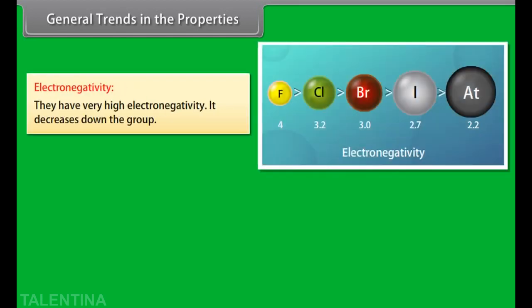Electronegativity. They have a very high electronegativity. It decreases down the group. Fluorine is the most electronegative element in the periodic table.